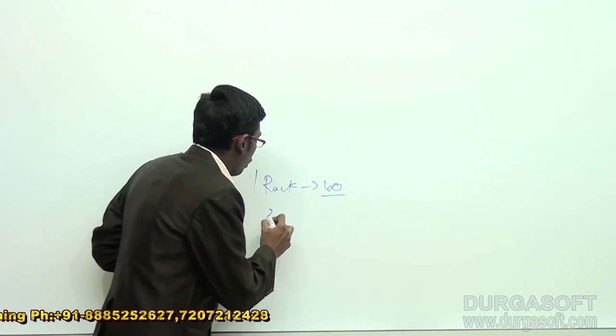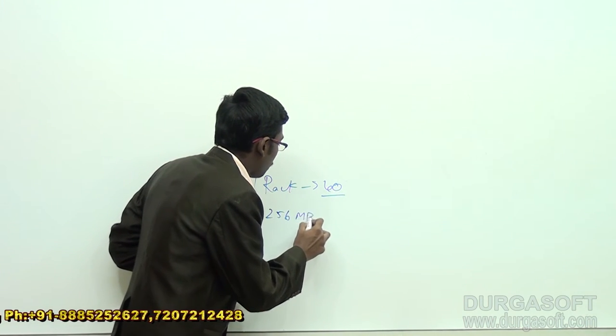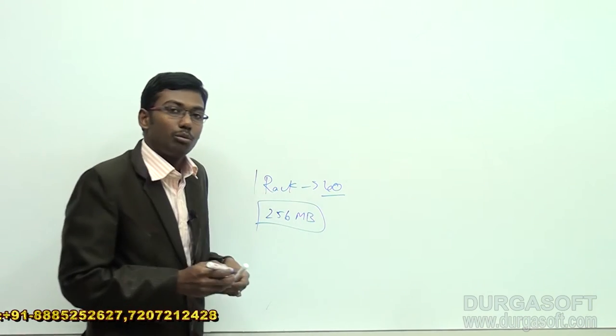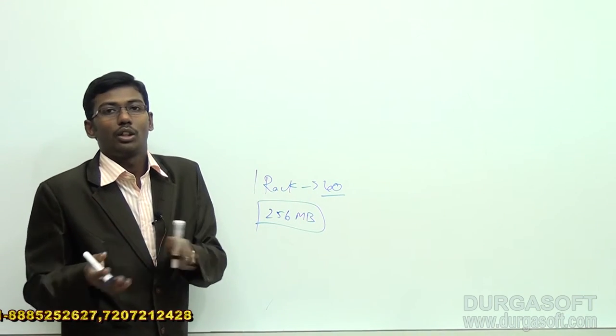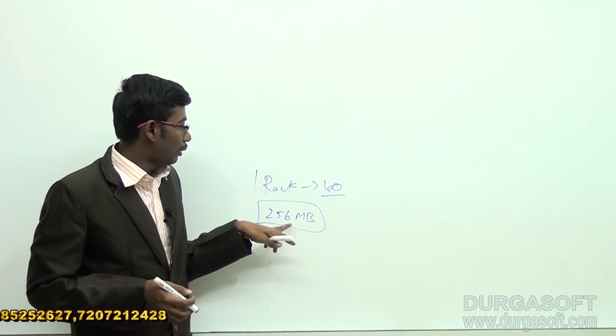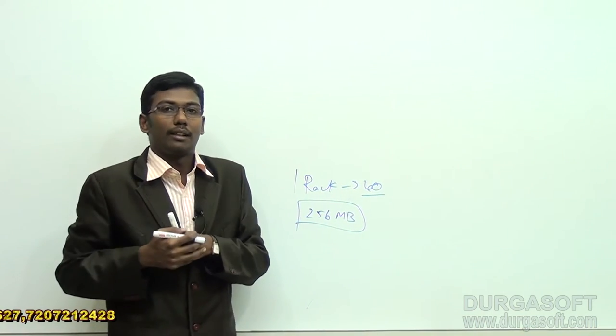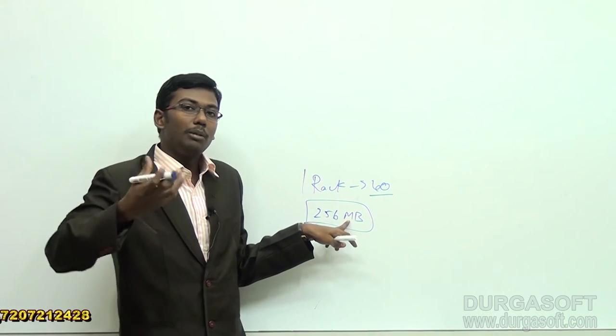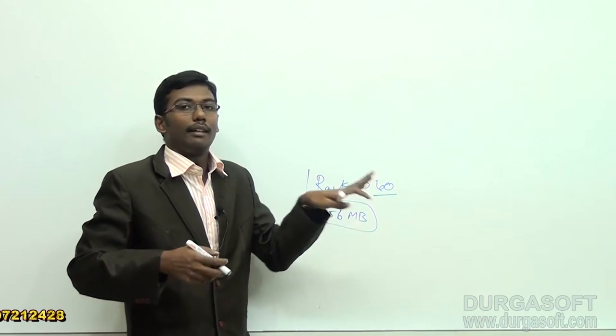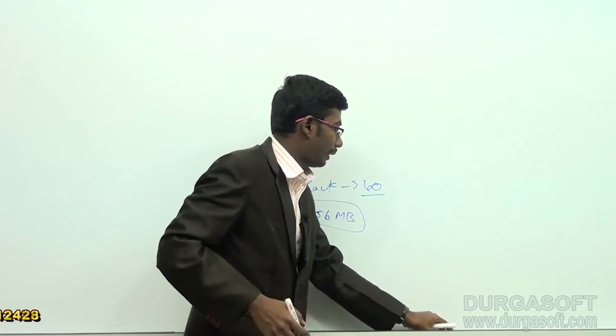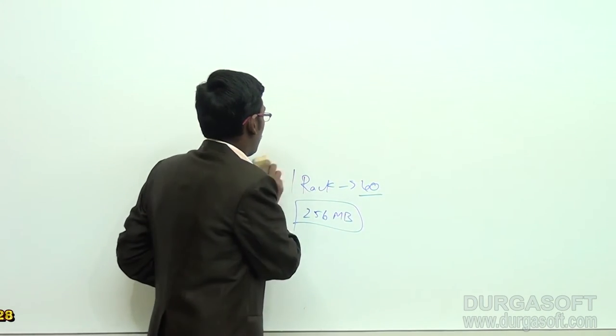In production systems, we take the block size as a maximum of 256 MB. The defaults are 128 MB and 64 MB, but we have to maintain a larger size when dealing with huge amounts of data. For that purpose, I am taking the minimum block size as 256 MB. These are the internal default configurations in real time.